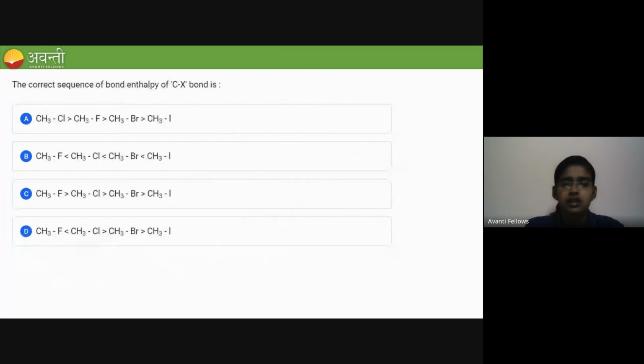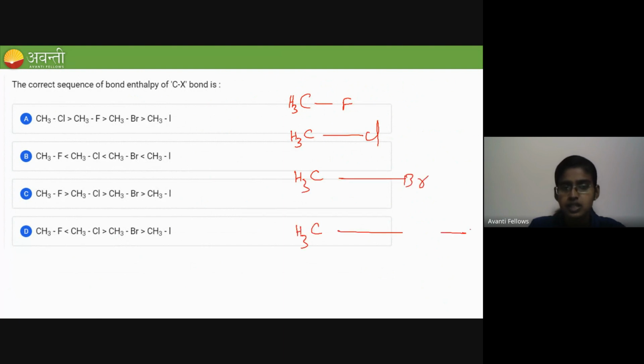Then moving on to one more question. The correct sequence of bond enthalpy of carbon halogen bond is. You can see 4 compounds are given: CH3F, CH3Cl, CH3Br, CH3I. On moving down the group, the carbon halogen bond length increases.